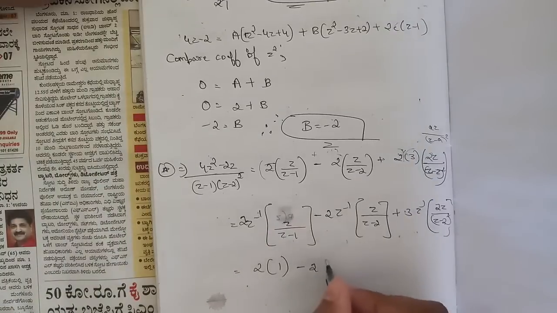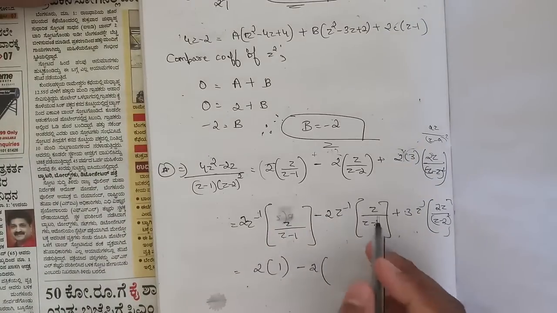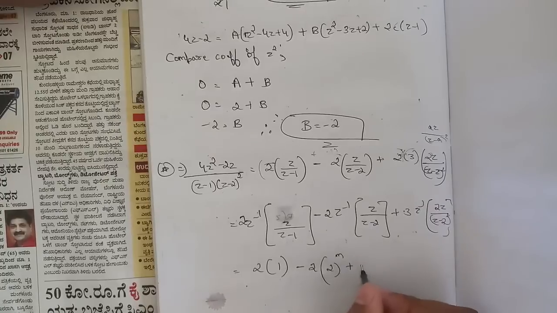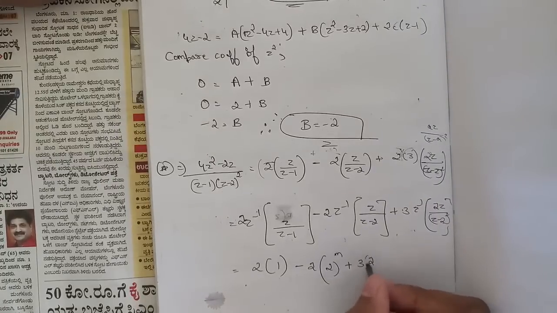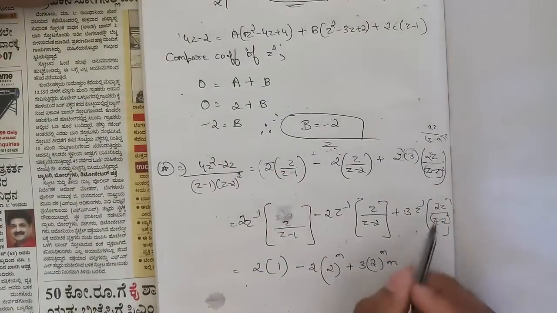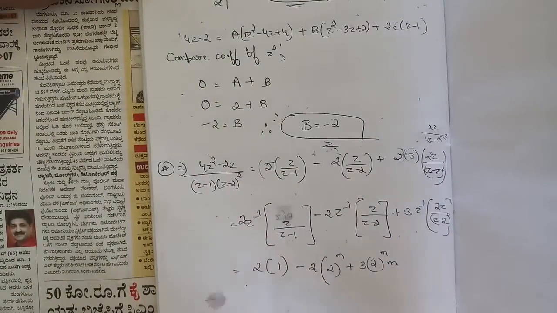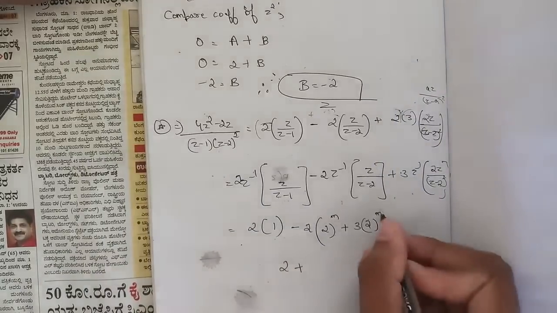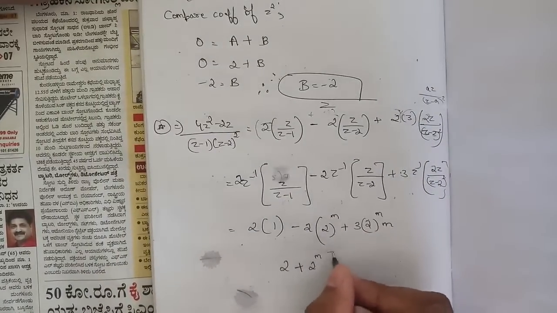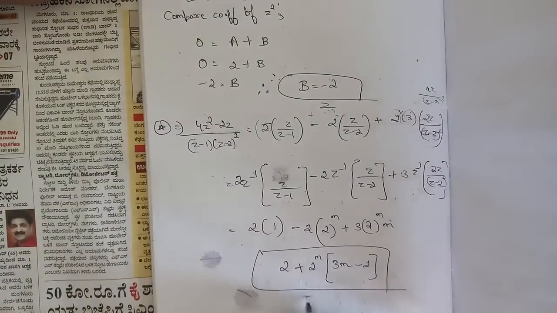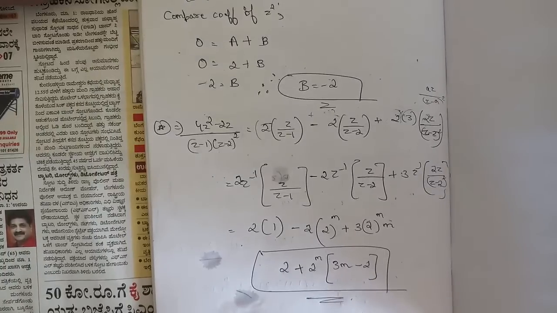Minus 2 into inverse z of z by z minus 2 is equal to 2 power n plus 3 into 2 power n into n into a power n, right? So the required final answer is 2 plus, take this 2 power n outside, common, 3n minus 2. So this is your required z transform of this question.